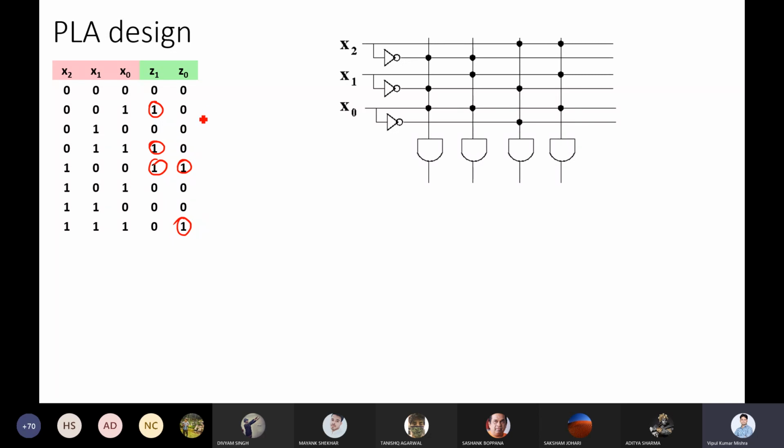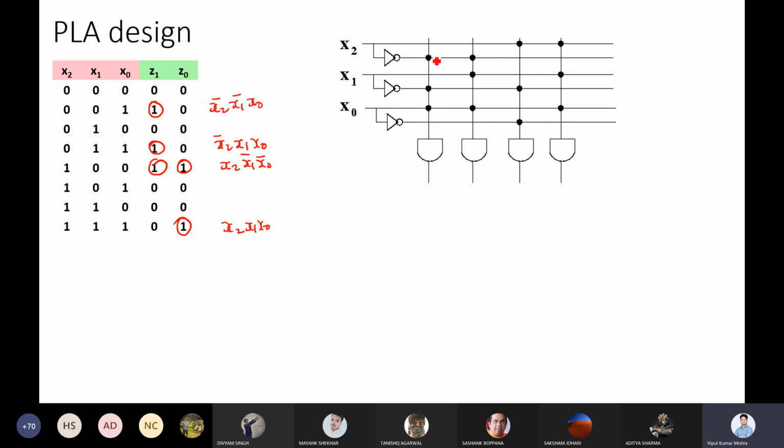So overall, how many AND terms do we require? You can say here you will have x2 bar, x1 bar, and x0. Now in this term, we require x2 bar, x1, x0. Now in this term, we require x2, x1 bar, x0 bar. And finally, for this term, we require x2, x1, x0. So it means you require 4 AND gate outputs.